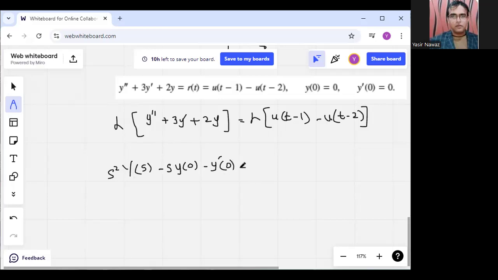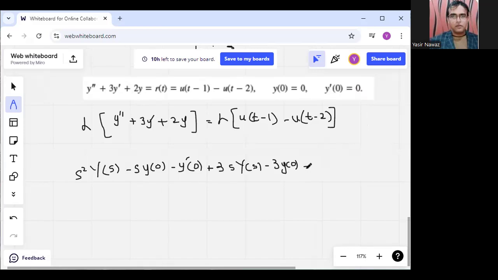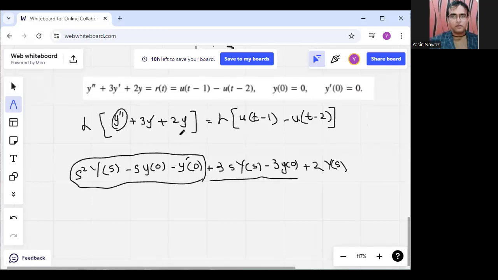Now the Laplace transform of the first derivative would be 3 times s Y of s minus 3 times y of 0, and then plus 2 times the Laplace transform of y, which would be Y of s. So these three terms are the Laplace transform of y double prime. These two terms are the Laplace transform of 3y prime, and the last term represents the Laplace transform of 2y.